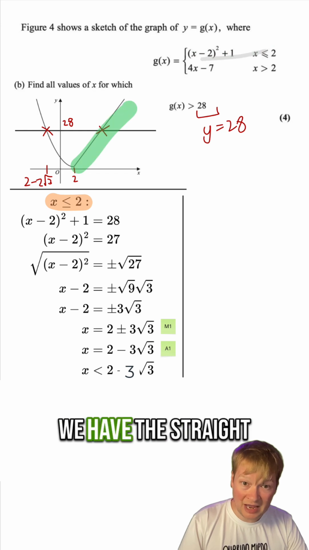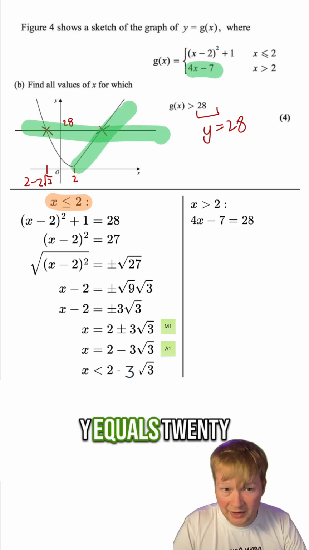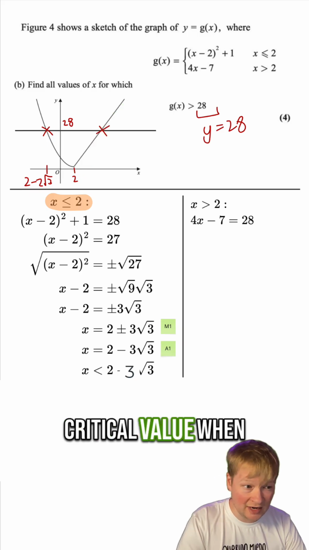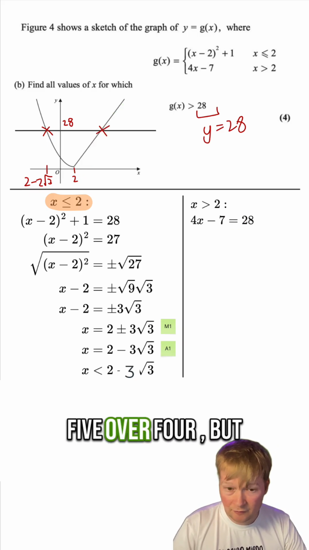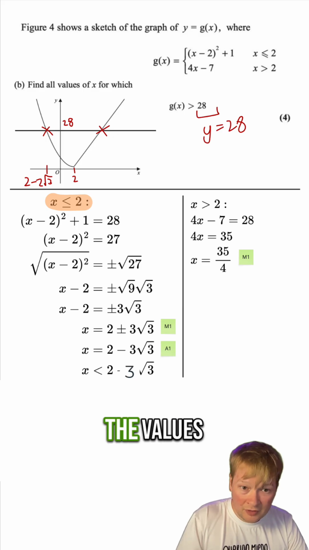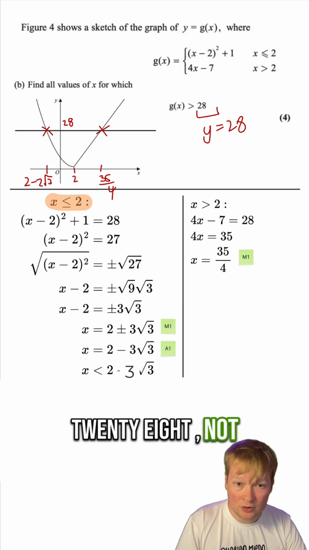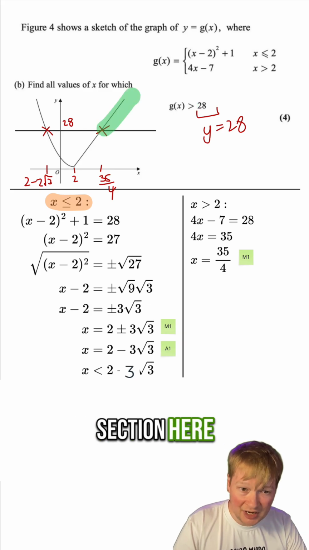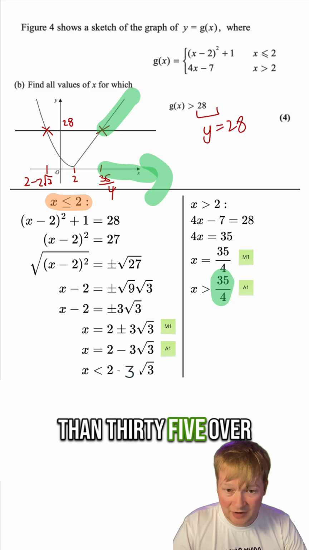Well, that's when we have the straight line, y equals 4x minus 7. Let's find out when that intersects with y equals 28. Let's find out the critical value when they're equal. If we solve this equation, we end up with x equals 35 over 4, but we're looking for the value of x for which g of x is greater than 28, not equal to 28. So that's going to happen in this section here, corresponding to this section on the x-axis, which is where x is greater than 35 over 4.